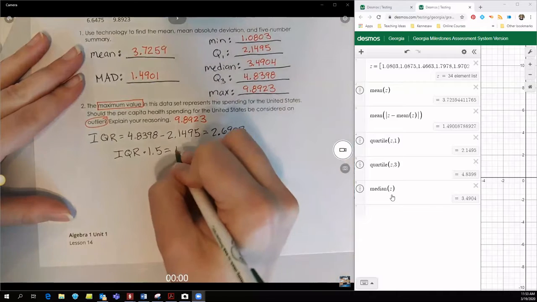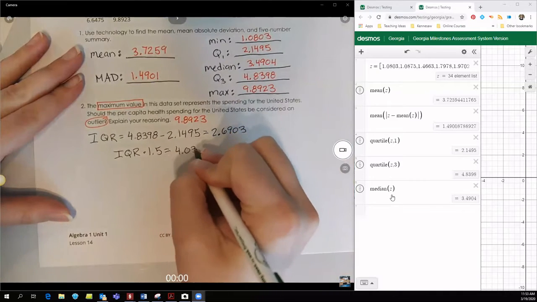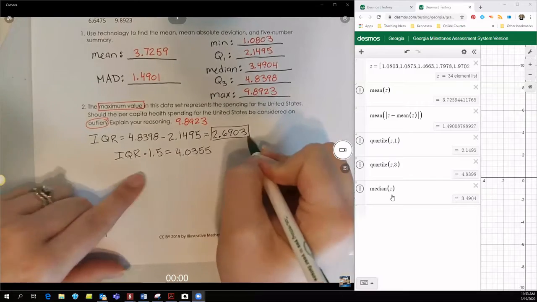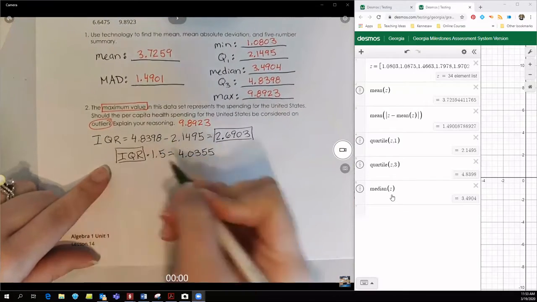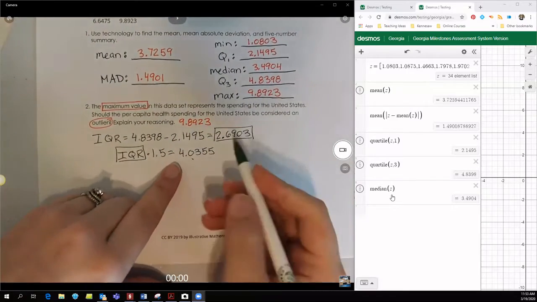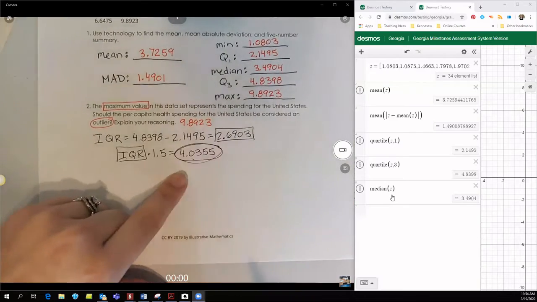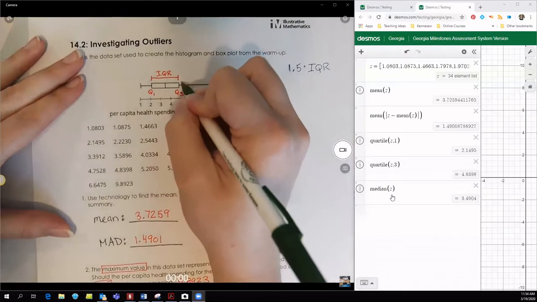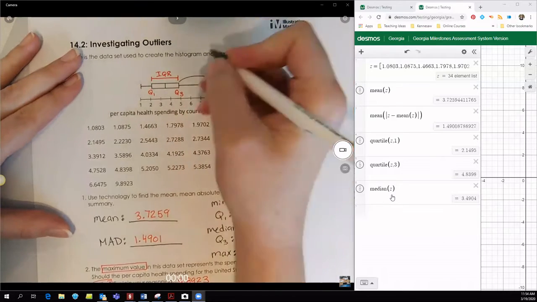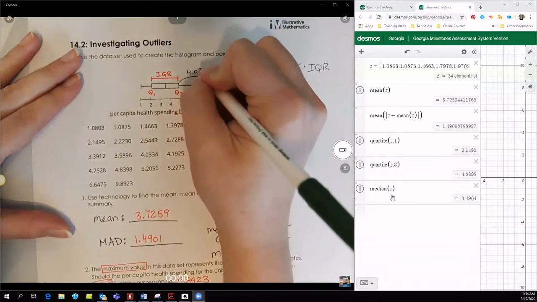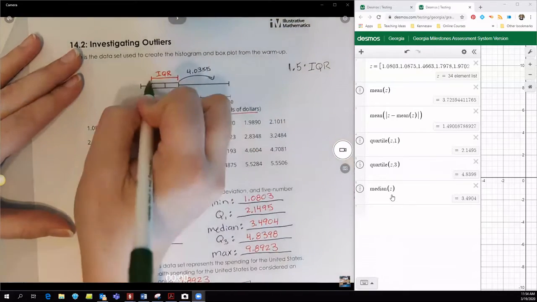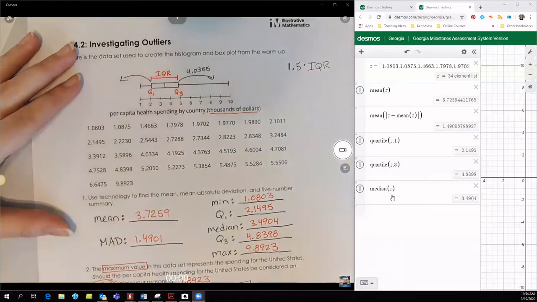And when I do that, I get 4.0355. So this number right here is my interquartile range, and I multiplied it by 1.5, and this is the result that I got. So this is how far I want to count away from my Q3. So I want to count 4.0355 numbers away from Q3, and I want to count away from Q1.